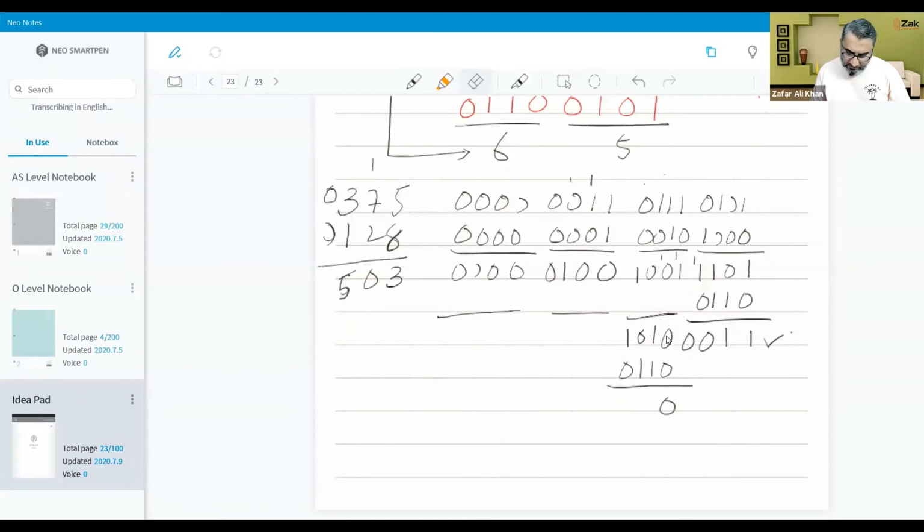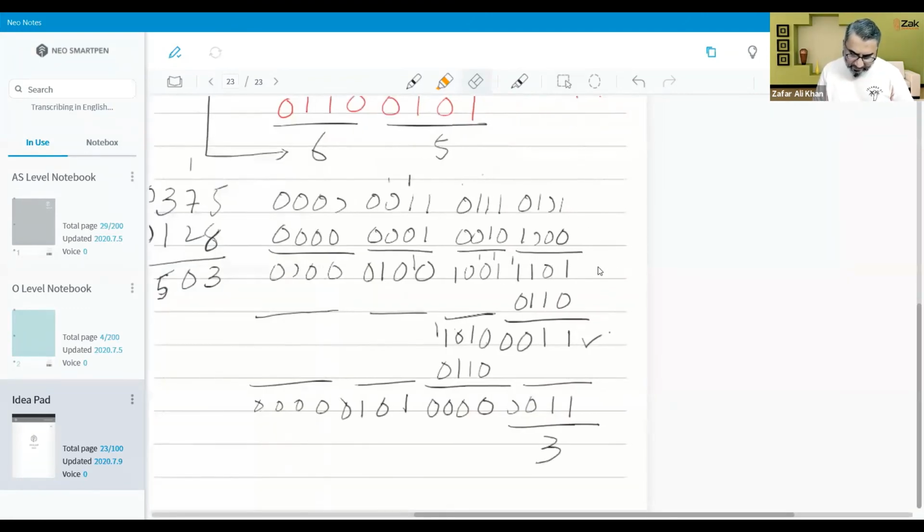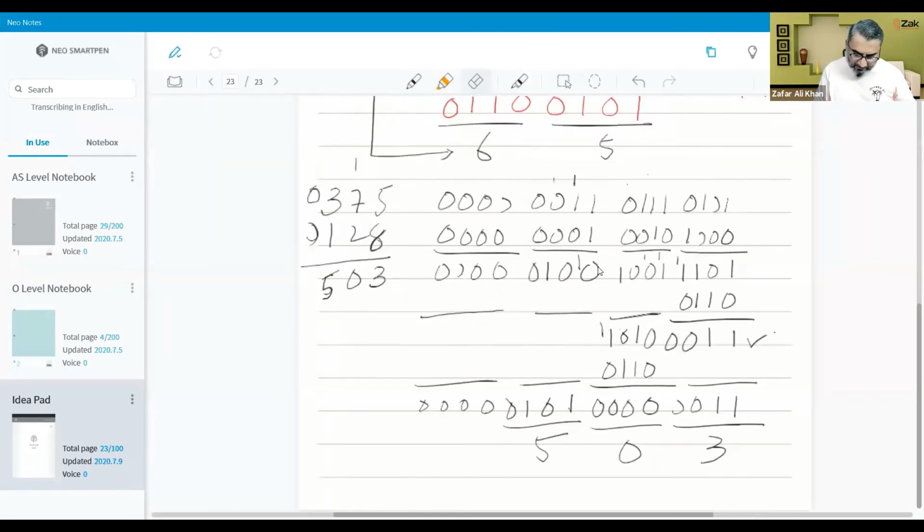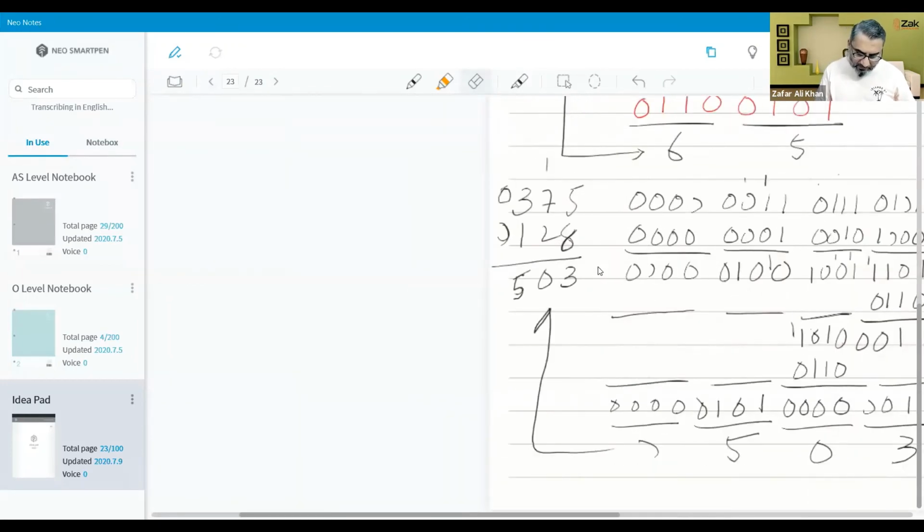So 0 plus 0, 0, 1 plus 1, 2, 1 carry, 1 plus 1, 2, 1 carry, 1 plus 1, 2, 1 carry. So 1 plus 1, 1 plus 1, 2, 0 and 1 carry. And we will take this one over here. 1, 0, 1, 0 and then 0, 0, 0, 0. All right. So let's just copy it down. This is 1, 1, 0, 0. So this is 3. This is 0. This is 5. This is 0. Exactly what we were expecting.